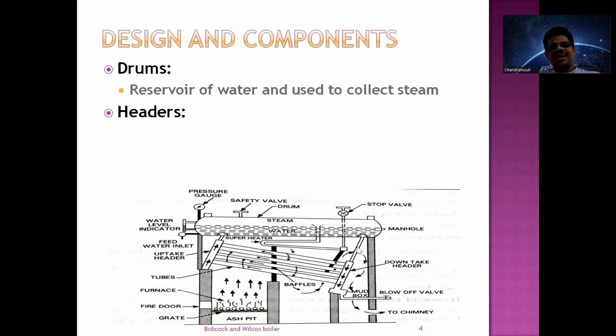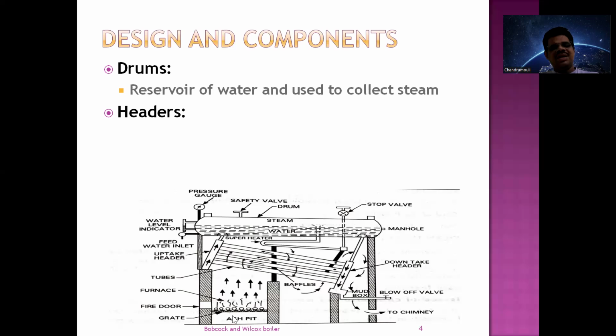If you observe here, this pipe is called a downtake header, and this is called an uptake header. There is a series of tubes which connects these two. The downtake header means the water is taken downwards through this header, and the uptake header is the one through which the steam is taken upwards. The water is taken from the downtake header into the tubes, and while flowing through these tubes, the water absorbs the heat.